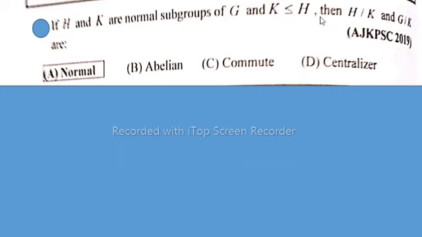In this lecture, I will solve AJK PSC 2019 MCQs, that is, if H and K are normal subgroups of G and K is less than or equal to H, then H/K and G/K are.